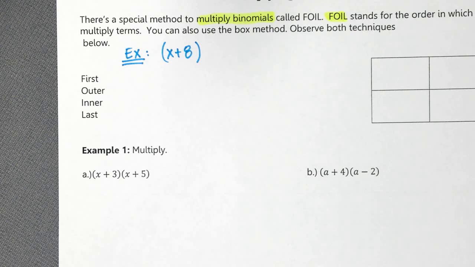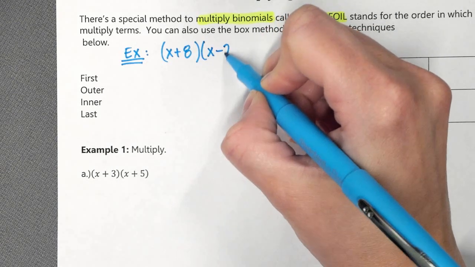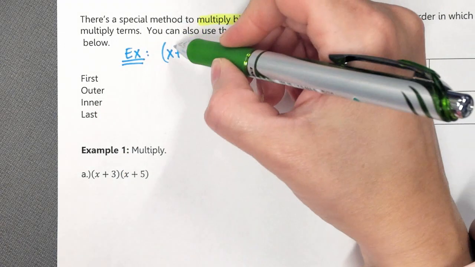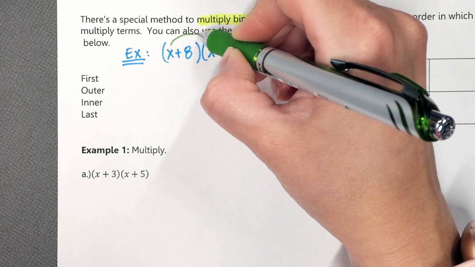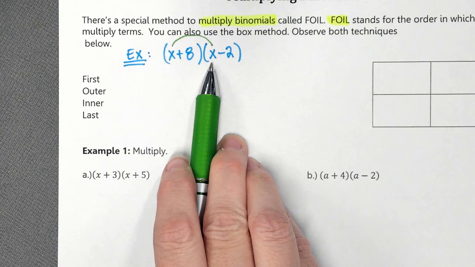Okay, so it's x plus 8. And then we're going to multiply that by another binomial, x minus 2. So you'll always have them in parentheses. When it says to multiply the first terms together, they mean the first in each bracket. So that would be this, multiplying the first by the first.